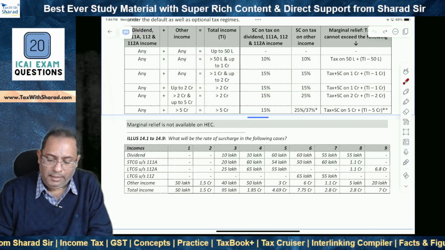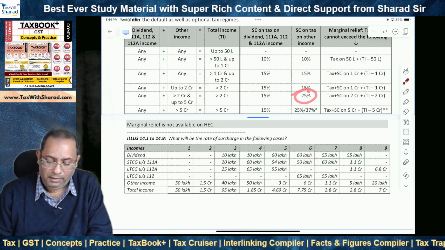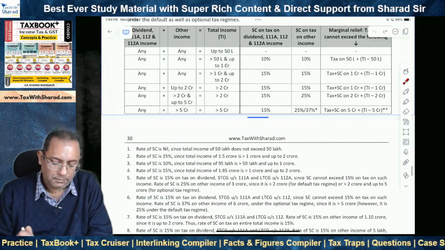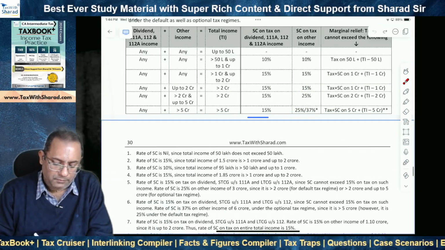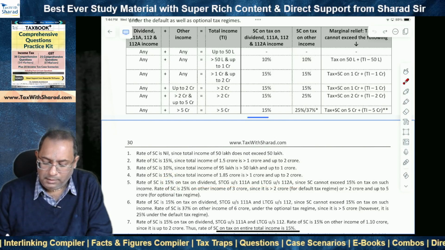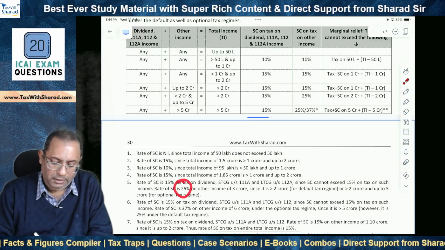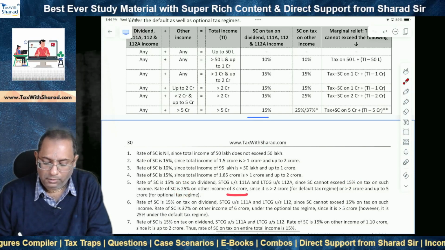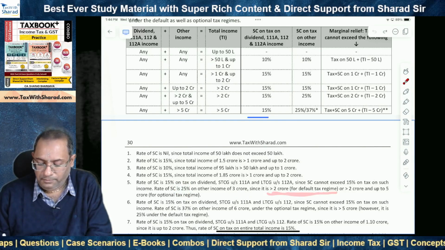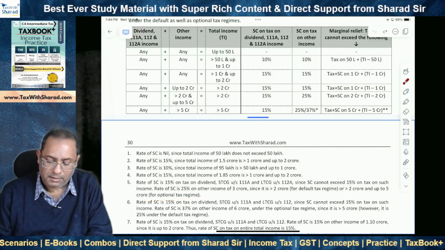The rate of surcharge on tax on special income will be 15%, and that in respect of other income will be 25%. See, the rate of surcharge is 15% on tax on special income, since the rate of surcharge cannot exceed 15%, and the rate of surcharge will be 25% on the other income of 3 crore since it is more than 2 crore for default tax regime and more than 2 crore and up to 5 crore for optional tax regime.